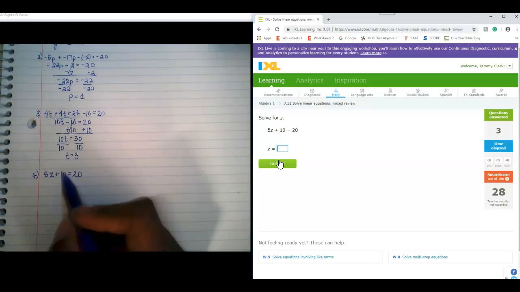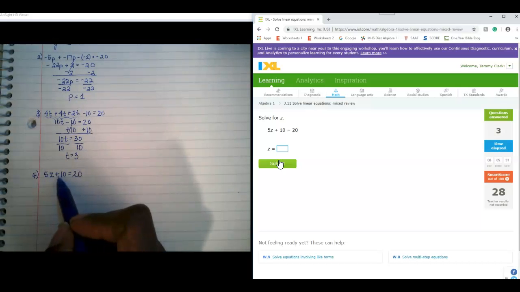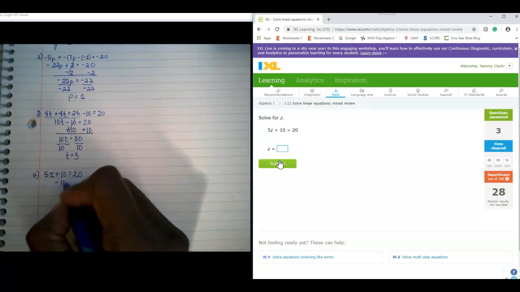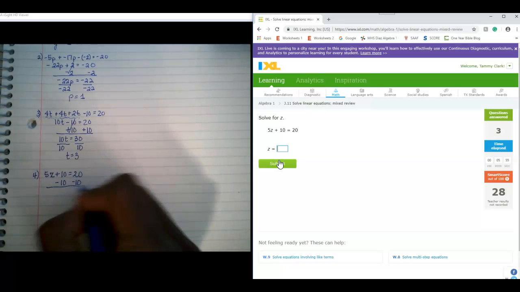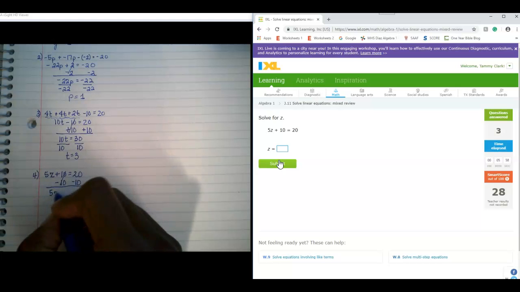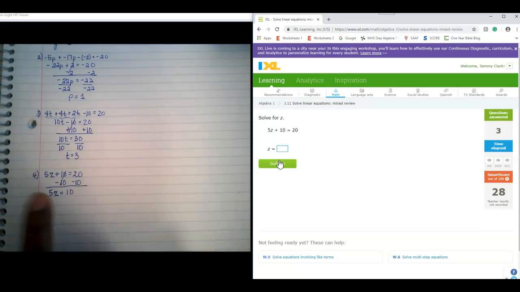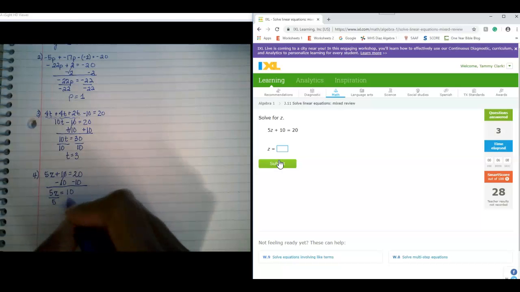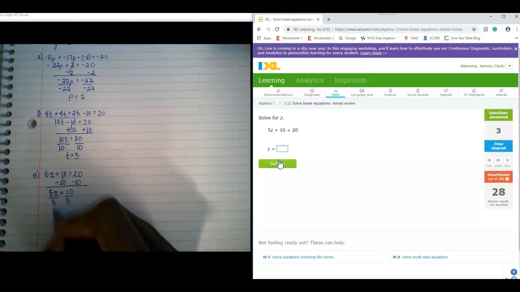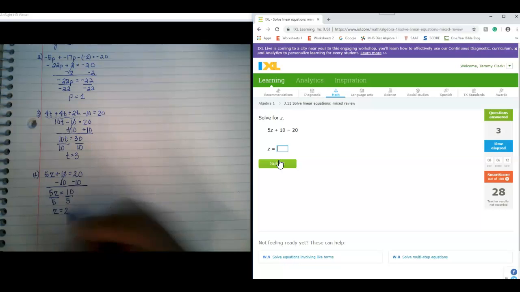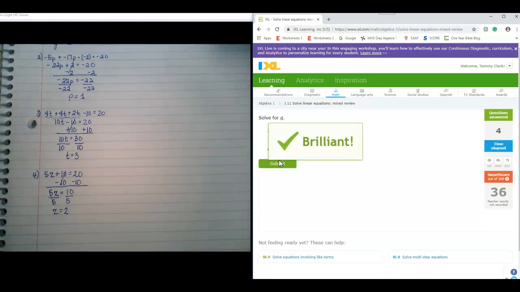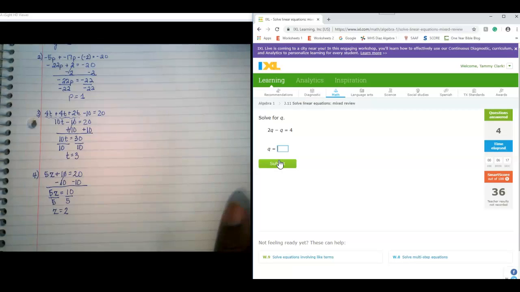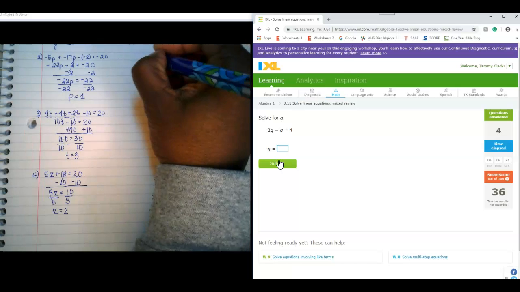Let's make sure. So I look, I've got addition. So I'm going to create an additive inverse pair by subtracting 10 from both sides of the equation. I'm left with 5z is equal to 10. Well, 5 multiplied by some number z is equal to 10. I'm going to divide by 5 on both sides of the equation. Therefore, z is equal to 2. I don't remember saying that, but let's go on to number 5.